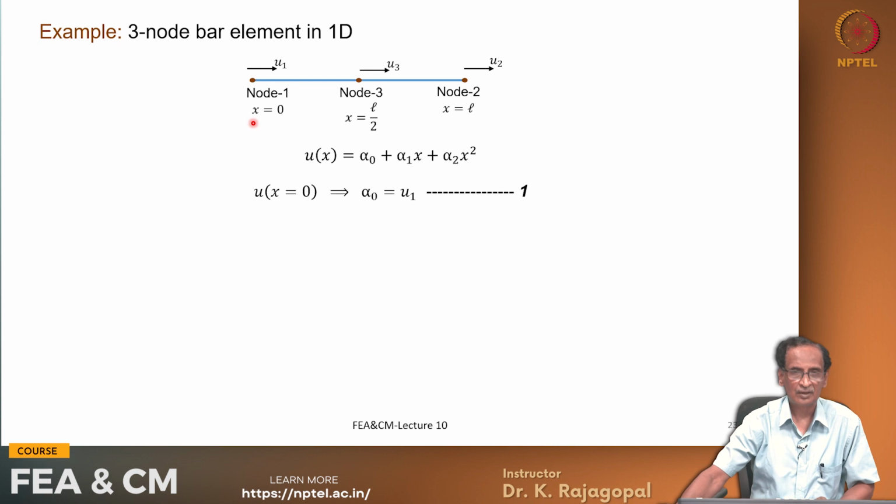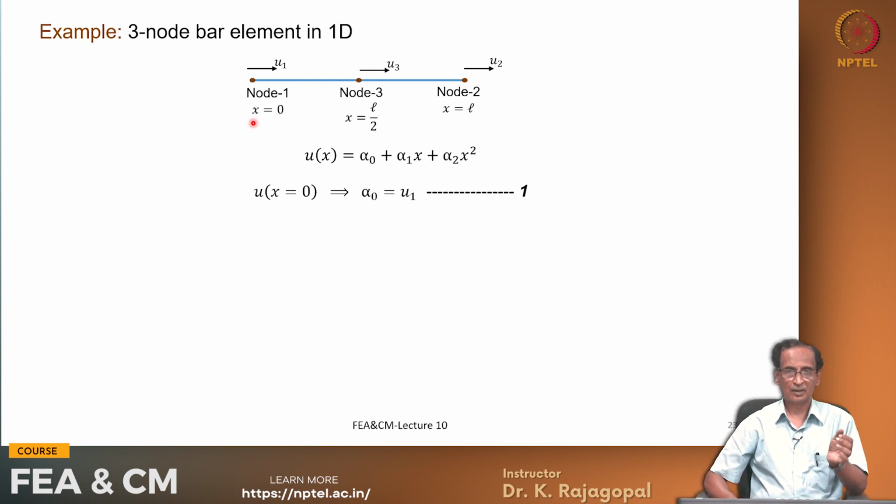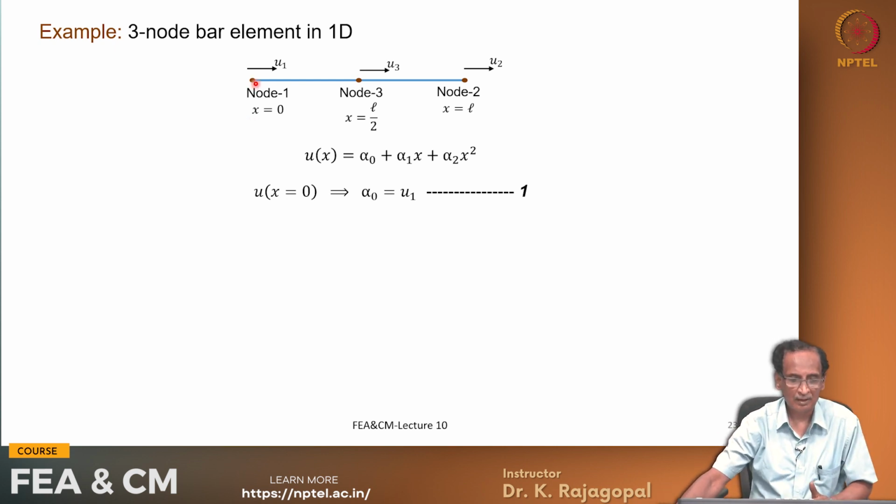Previously we had derived the shape functions for a 2-node bar element, and let us consider a 3-node bar element with node 1 at x is equal to 0, node 2 at x is equal to L, and node 3 at mid length L by 2. Because we have 3 nodes, we need 3 terms, and so our displacement function u of x can be assumed as alpha naught plus alpha 1 x plus alpha 2 x square.